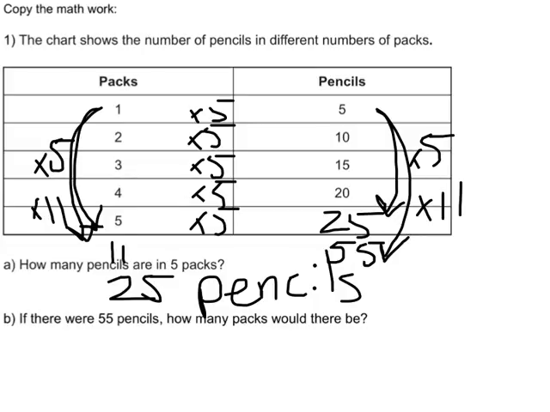The other way I could do it, 55, I know I'm going to have to multiply the packs by 5. So the opposite of multiplication, if I'm trying to go backwards from pencils to packs, the opposite of multiplication is division. So I can do 55 divided by 5, and that would get me 11. So I end up with 11 packs.